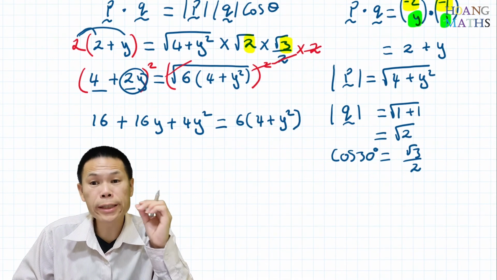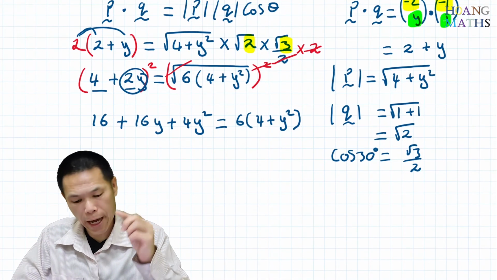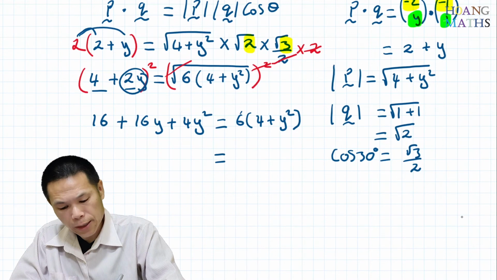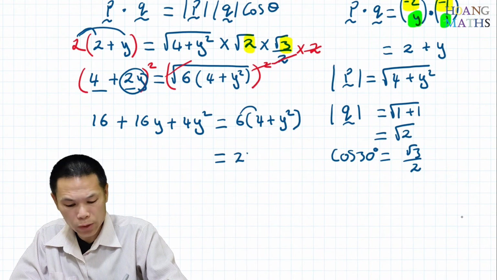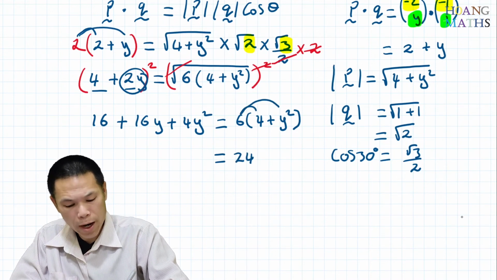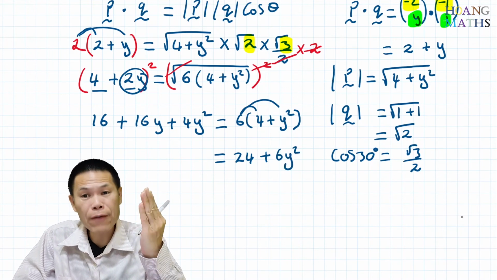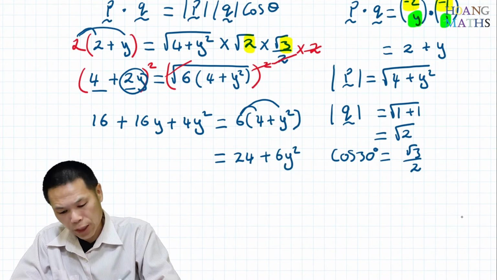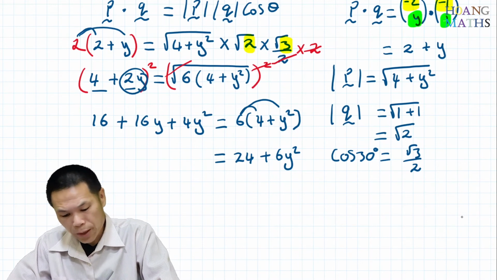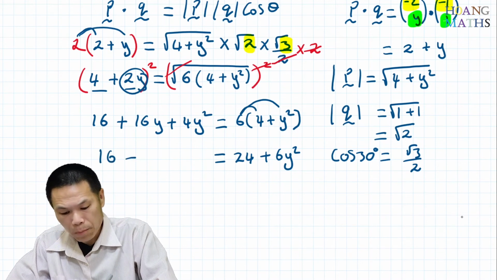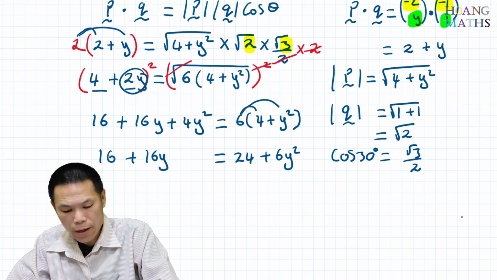So now what I do is I just expand the right hand side, okay? So that will give me 6 times 4 is 24. And 6 times y squared is 6y squared. And the left hand side, I just write this out first, okay? So that will give me 16 plus 16y plus 4y squared.